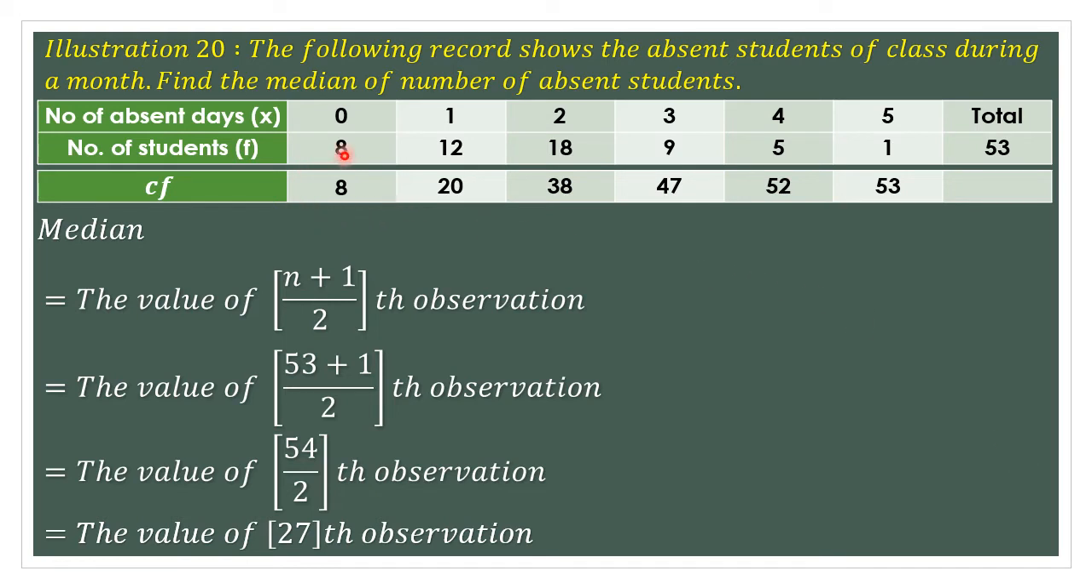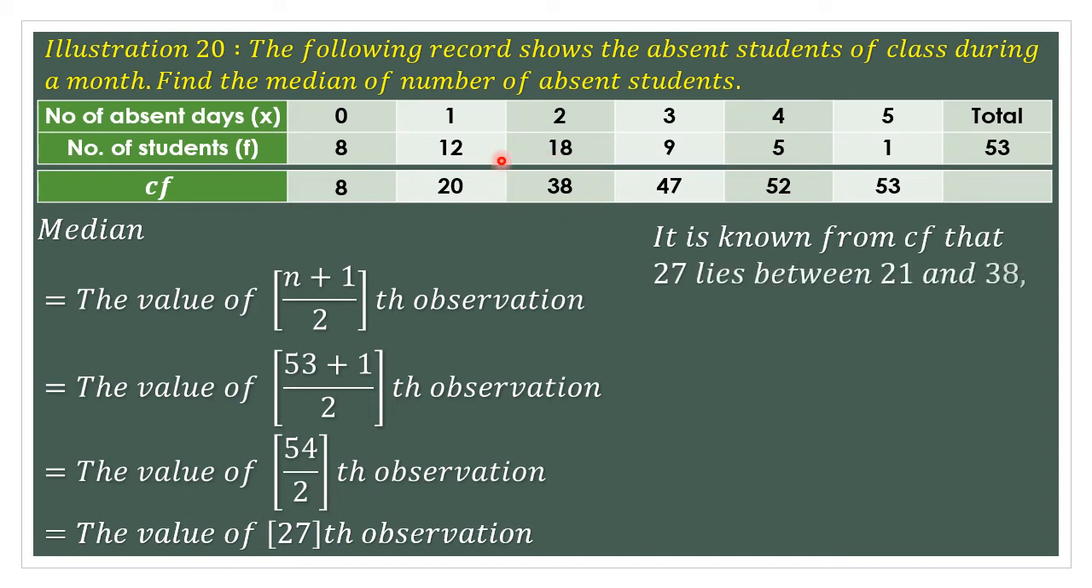this, as you can see, the first has the 8 frequency, of course 27 is not there. Next is 20, of course 20 does not have 27. Next is 38, yes, between 20 to 38 you can find 27. So 20, after 20 comes 21. So the 27th observation lies between the frequency 21 to 38. Okay, and that means this particular value has our median value. So 27 lies between 21 and 38, and this 21 to 38 belongs to the observation 2.